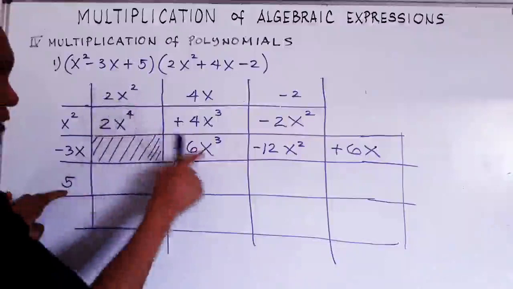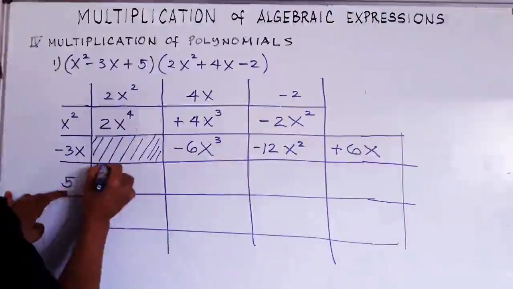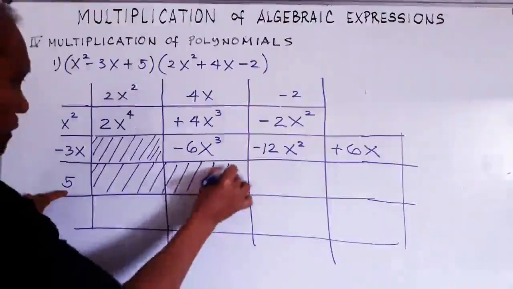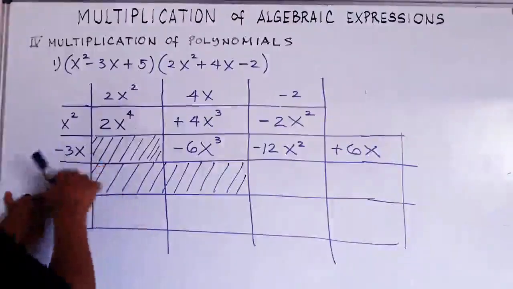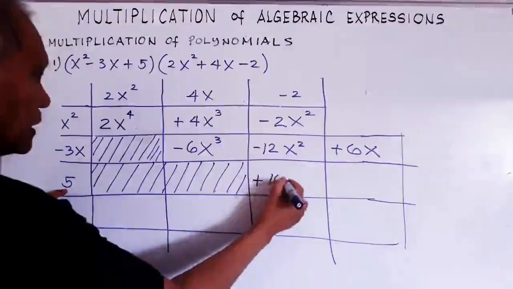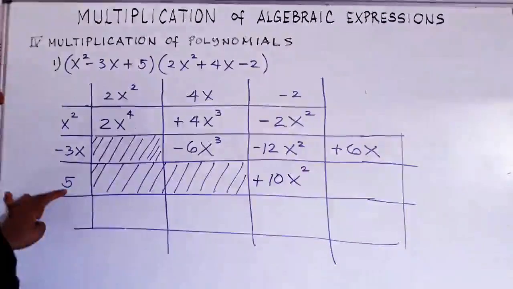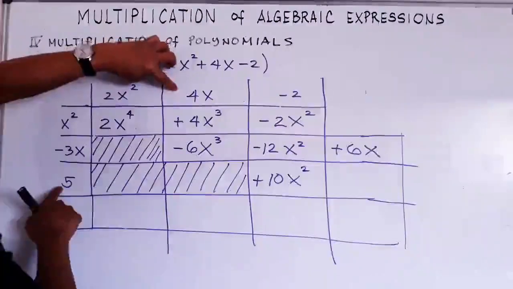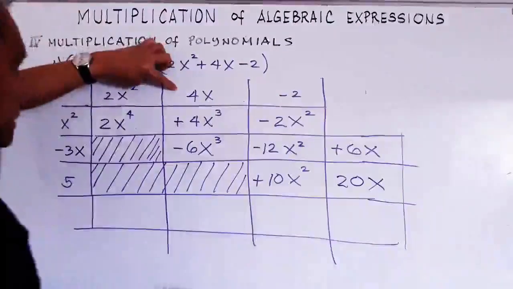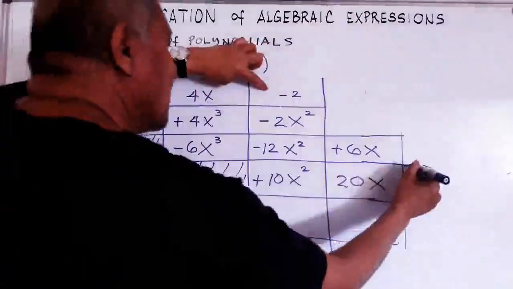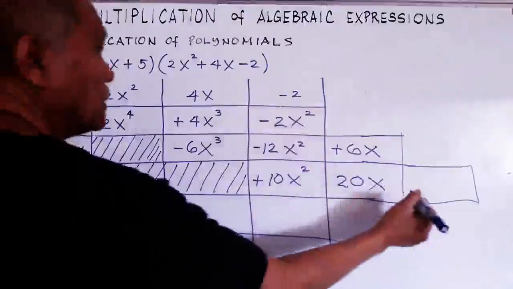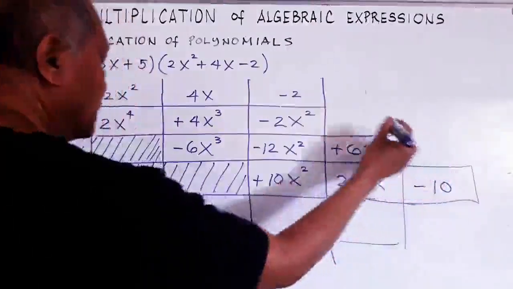5 times x squared. Where's the x squared? Here. So we're not going to write here. Alright, change this one. We are not going to put anything here. Alright, here. Okay. 5 times 2x squared is positive 10x squared. And here, 5 times 4x is 20x. And last, we need to extend again. Here, another box here. So 5 times negative 2, it's negative 10.